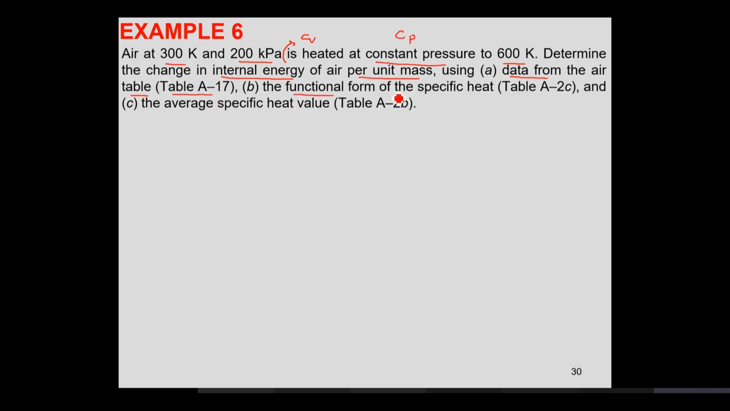Number two, the functional form of the specific heat, this is table A to C, where you have a relationship of Cp with T in terms of A plus BT plus CT to the power minus 1, and so on, whatever the relationship is. And number three, the average specific heat values, which is table A to B. So all three mechanisms are being specified. First, we'll look at the mechanism which is table A17, for the ideal gas air.